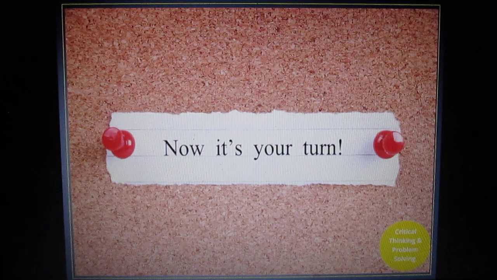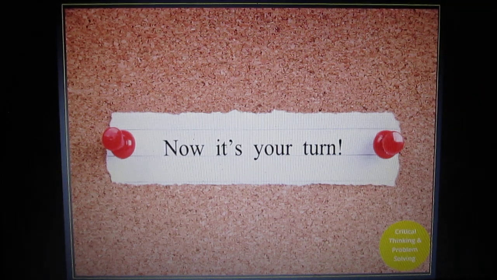Now it's your turn. I'm going to show you a picture, and I will give you only 5 to 10 seconds. Just see the picture and generate ideas in your mind regarding critical thinking. Think from a different perspective. Okay, this is the picture. Here we go.